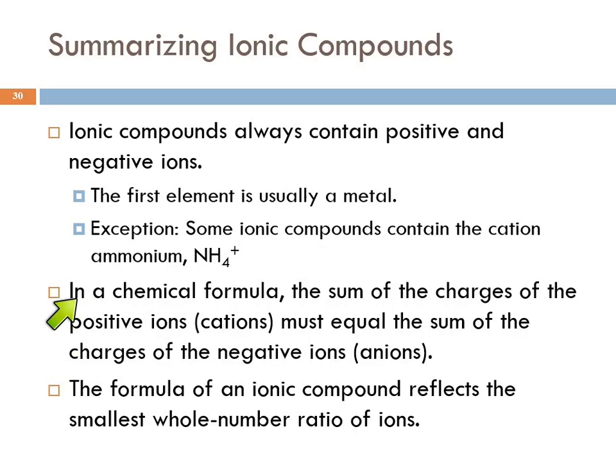In any chemical formula, the sum of the positive charges and negative charges must be equal. And the formulas for ionic compounds represent the smallest whole number ratios of ions. So if you end up with something like Na2Cl2, you need to simplify that. Otherwise, we know what you mean, but it looks goofy.